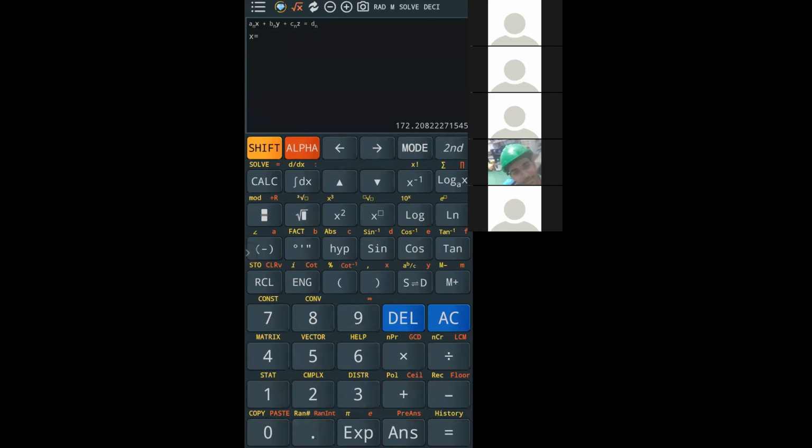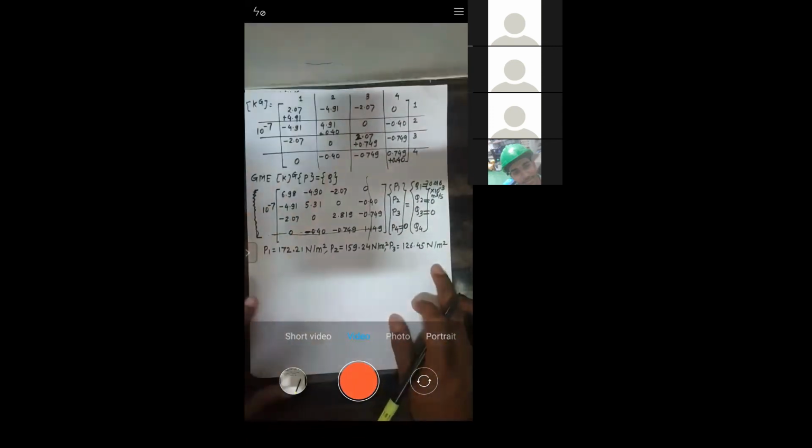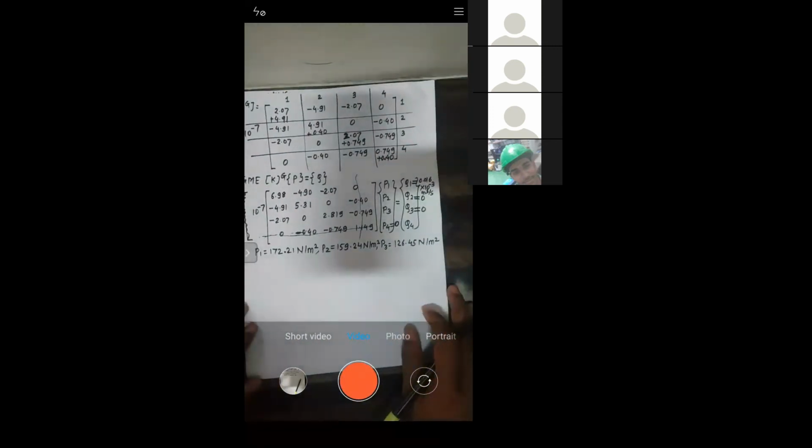P1 is 172.21 Newton per meter square. Are you getting this value? P2 is 159.24 Newton per meter square. P3 is 126.45 Newton per meter square. Is it okay with this one? Now you have the values of P1, P2, and P3, right?